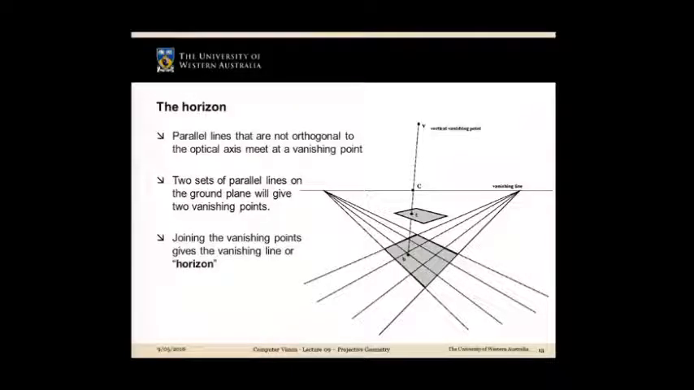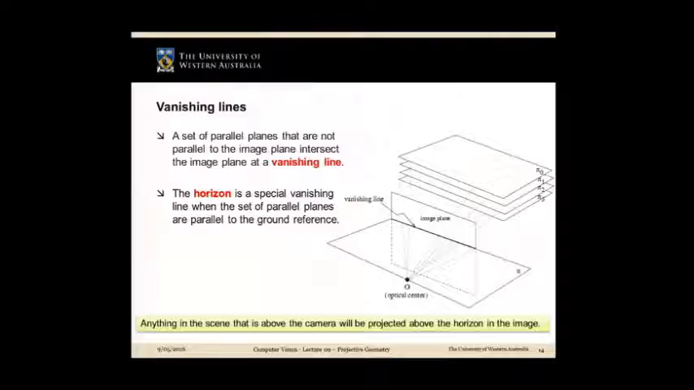And just look at the first statement. That is very important to define a horizon. So parallel lines that are not orthogonal to the optical axis meet at a vanishing point, right? So if you have these sort of lines, you find your vanishing points, you join those vanishing points to get a vanishing line, and that vanishing line is called the horizon. Okay?